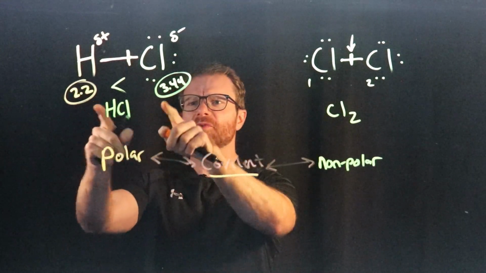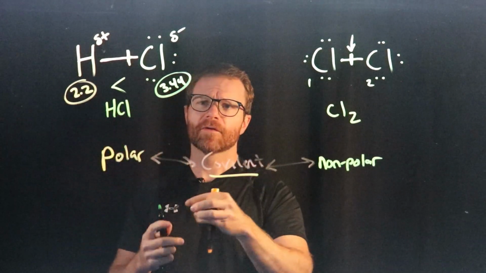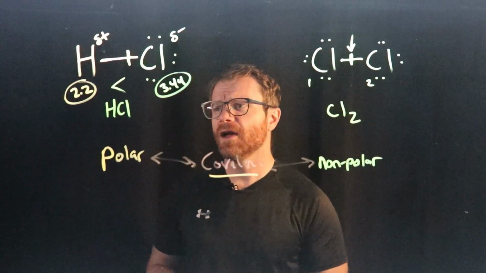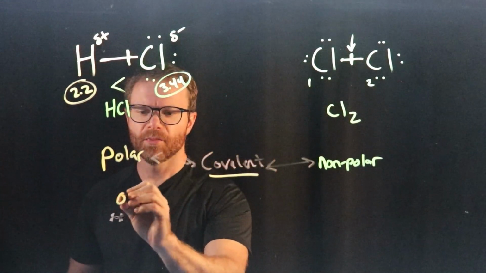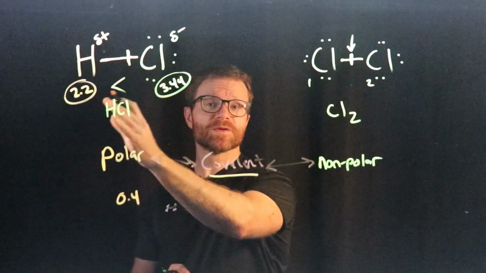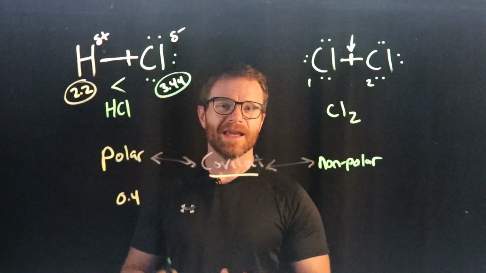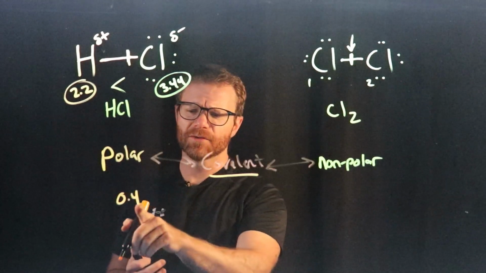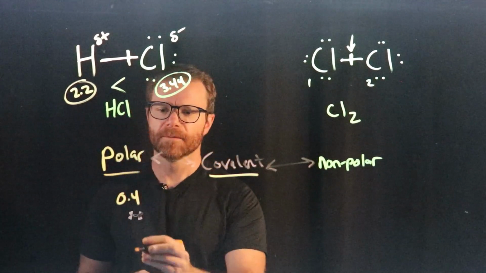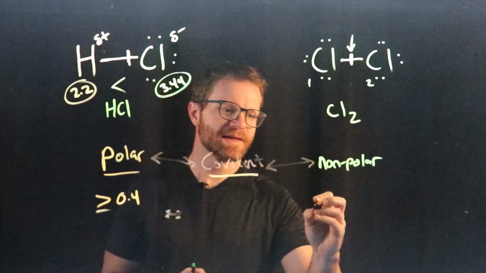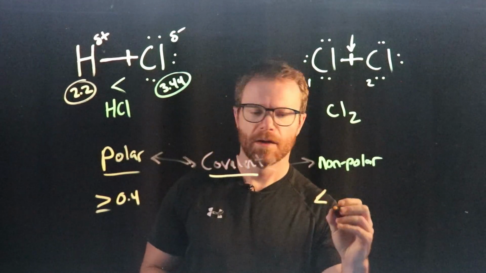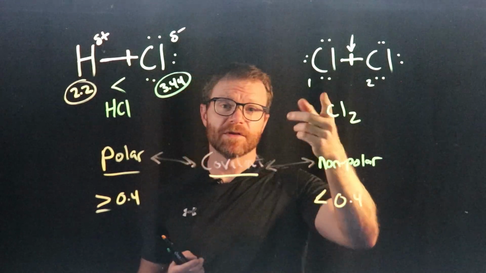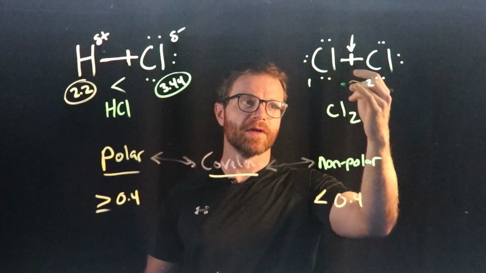Now, I just said 2.2 is less than 3.44. That's how you know it's polar. There's actually a more specific number, and that number is 0.4. If the difference between the two electronegativities is greater than 0.4, or in some cases equal to 0.4, it's going to be polar. If it's less than 0.4, then it'll be nonpolar.